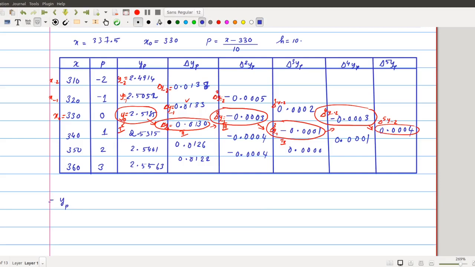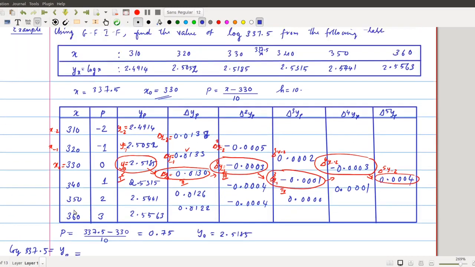that is going to be f of log 337.5. So for this we have said this x naught is this one, and if x equals 337.5, in this case what is p? In that case p is 337.5 minus 330 divided by 10, then that will be 0.75. This is 0.75. Now y naught, what is y naught? Y naught is our 2.5185.